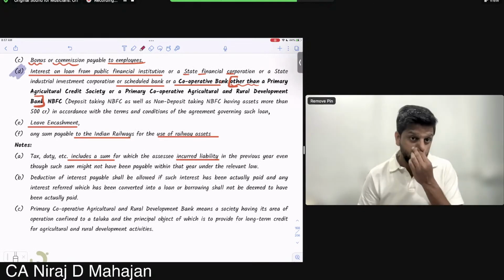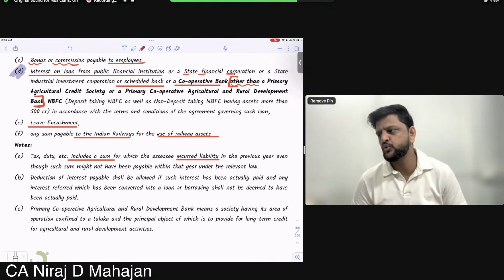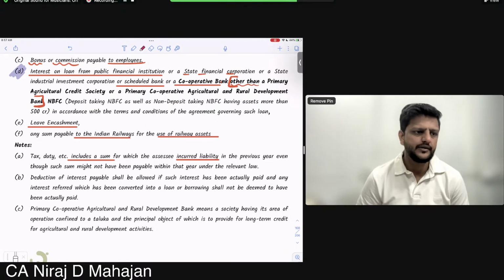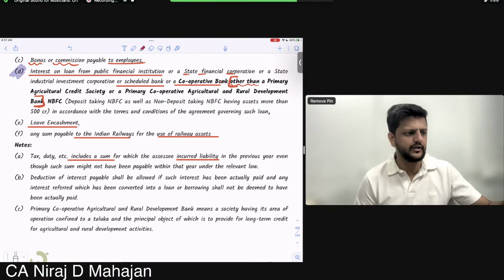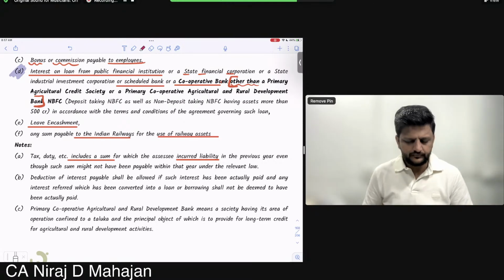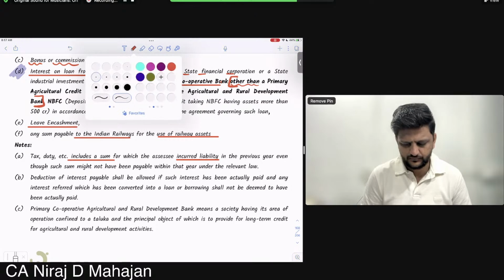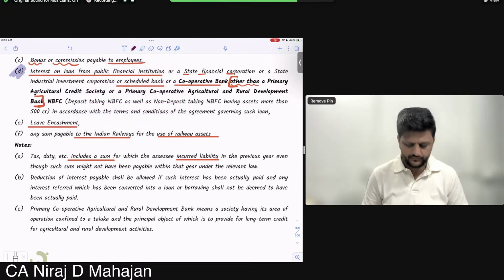So point number D, bacho, who are the payees? Payee, who are the recipients? Banks. Okay, mainly banks. Clear till here? All of you? Should I go ahead? Done?